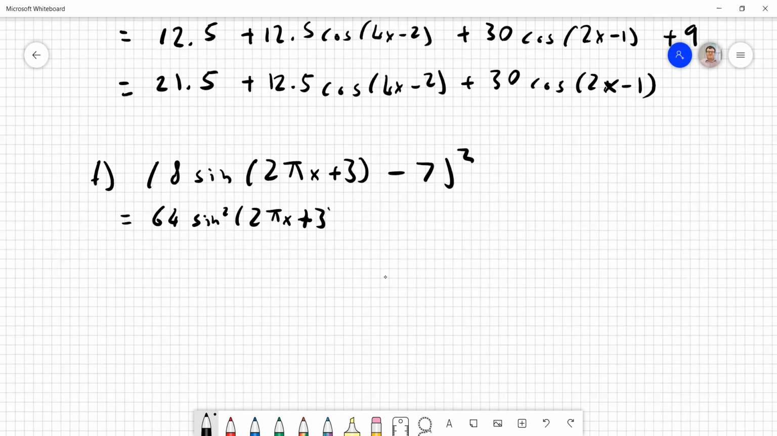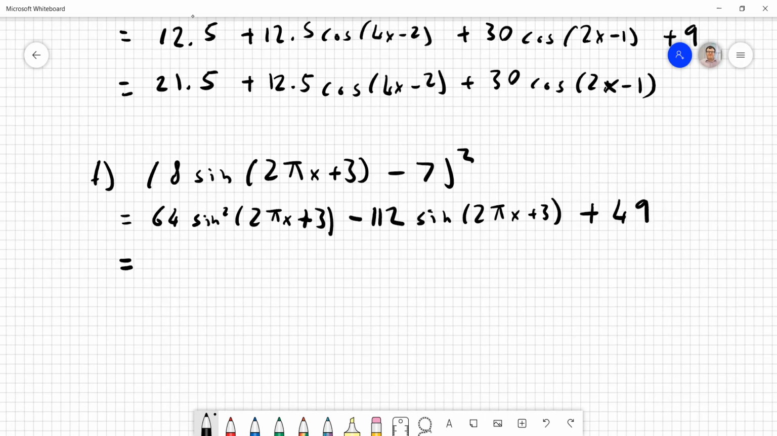So 2 times 8 is 16, and 16 times minus 7 is minus 112. So we're going to have minus 112 sine 2 pi x plus 3. So what that term is there is the two terms in the brackets multiplied together and then multiplied by 2. And at the end, we add on minus 7 squared. Minus 7 squared is positive 49.